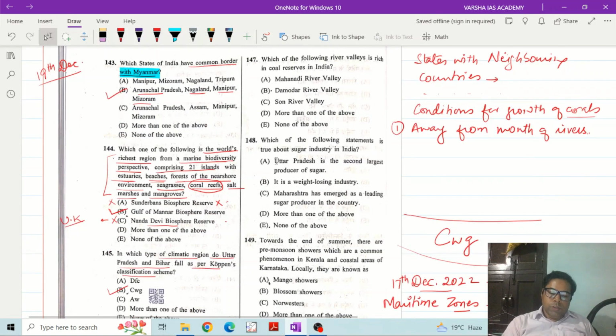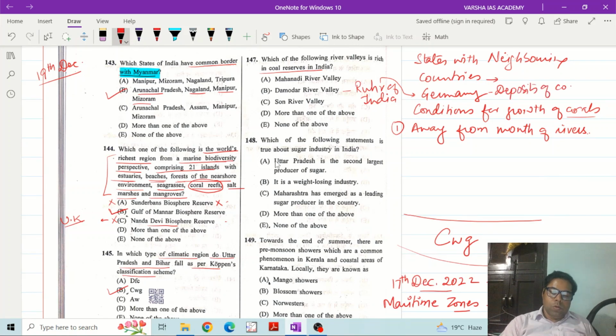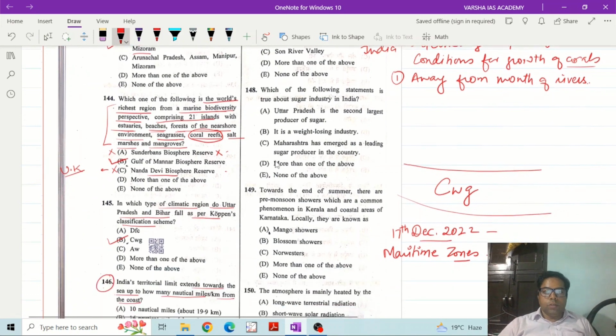Next is, which of the following river valleys is rich in coal reserves of India? India's Damodar River Valley is called the Ruhr of India. Why is it called the Ruhr of India? There is a Ruhr River Valley in Germany, which has huge deposits of coal. Therefore, the answer will be Damodar River Valley. Next question, let us move.